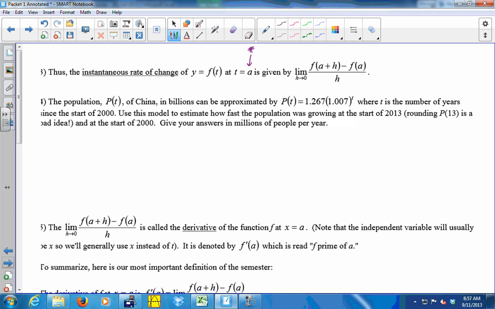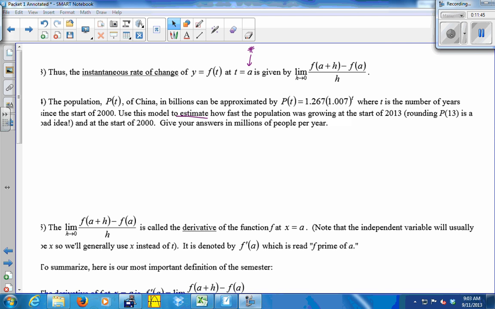All right, so you have the population P of t of China in billions can be approximated by this exponential growth function, where t is the number of years since the start of 2000. I want you to use the model to estimate how fast the population was growing at the start of 2013. Rounding P of 13 is a bad idea, just to give you a little heads up there. And at the start of 2000. So again, I said estimate. So you're going to be calculating average rate of change over a suitably small time interval. You can decide what suitably small is.